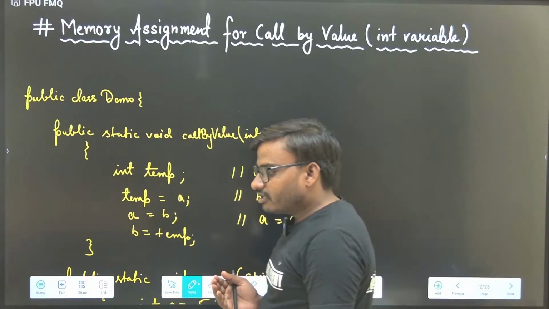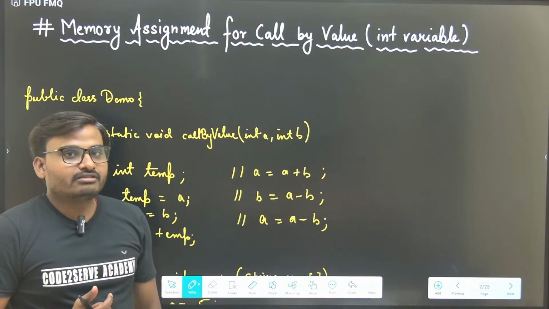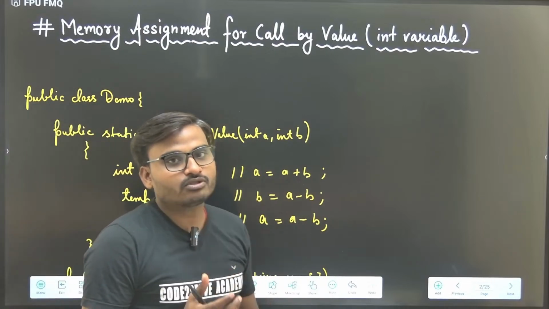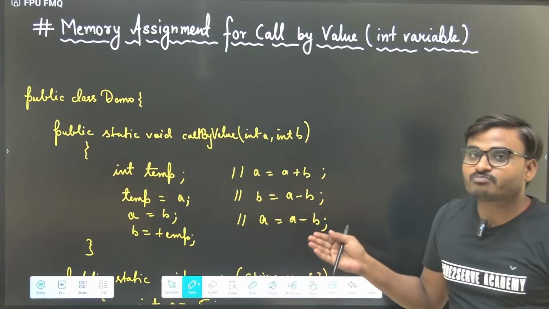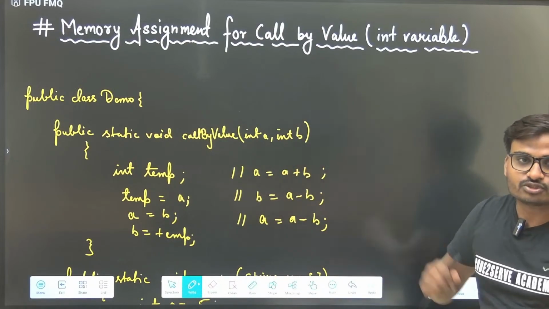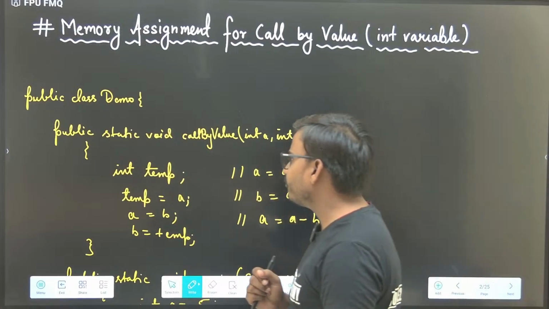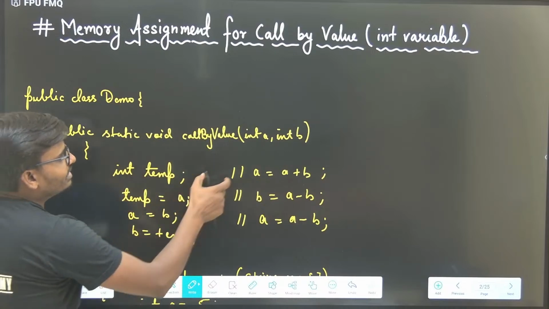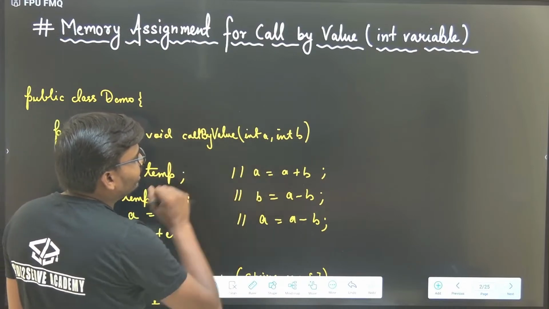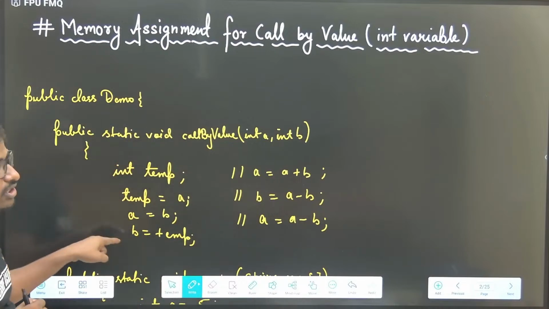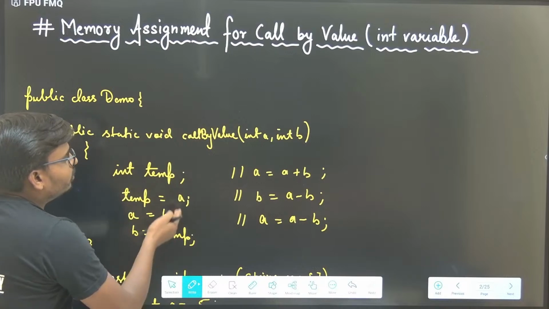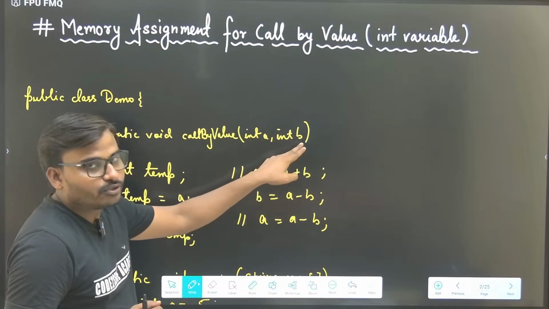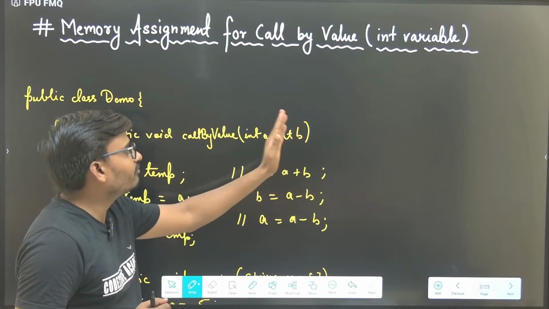So you have already learned about call by value. In this, we are going to see how the memory allocation actually happens, or how the value changes when the value is passed from main to a particular function. Have a look over here. I have created one function called call by value, and it is accepting two parameters, int a and int b. What it is doing is trying to swap the values. Whatever value comes in a is going to be swapped to b, and whatever value comes in b will be swapped to a.